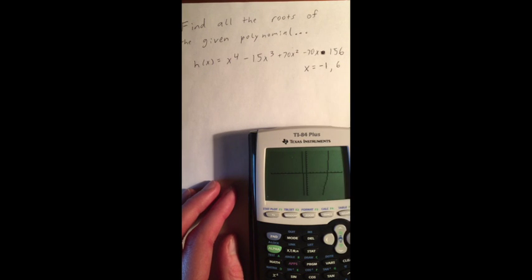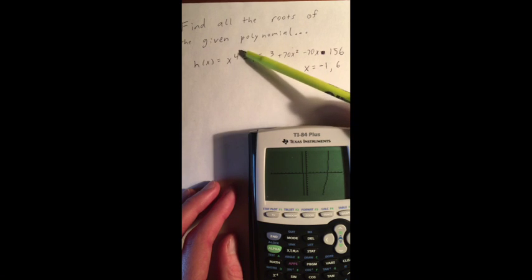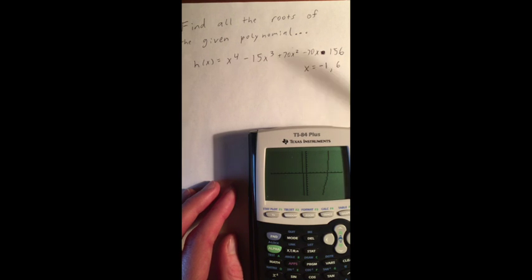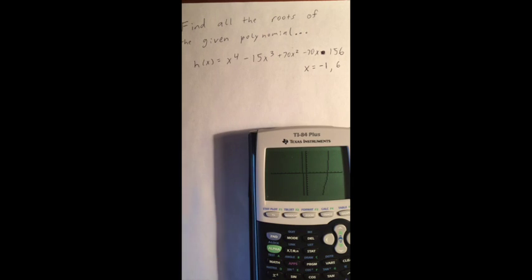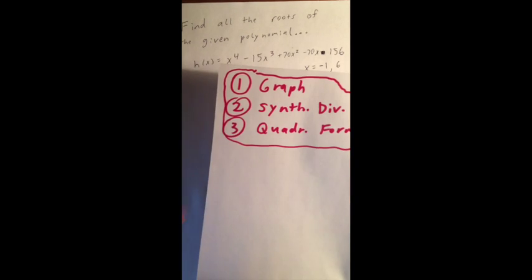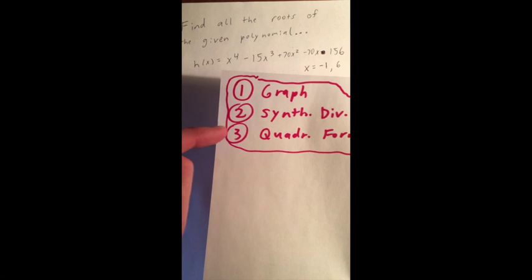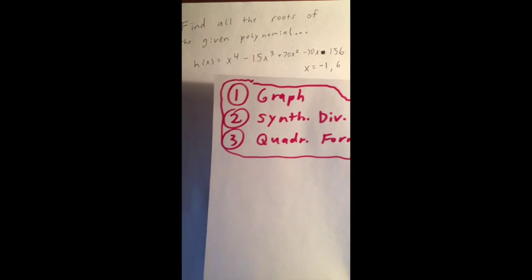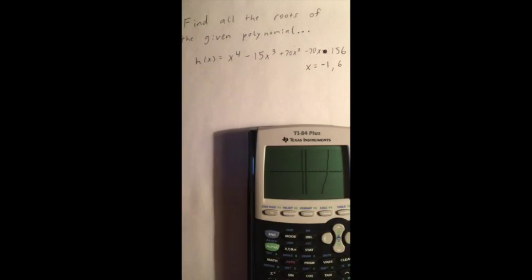Now, remember what I said in class? Most of the time, whatever your highest power is tells you how many answers you probably will have. So my highest power is a 4, so most likely I'm going to have 4 answers. Well, here's 2. How do I figure out the other 2? Well, remember, let's look back at those 3 steps I gave you a minute ago. First, graph. We already did that, right? Second, do synthetic division. And third, do the quadratic formula. So let's go ahead and do the second step, synthetic division.